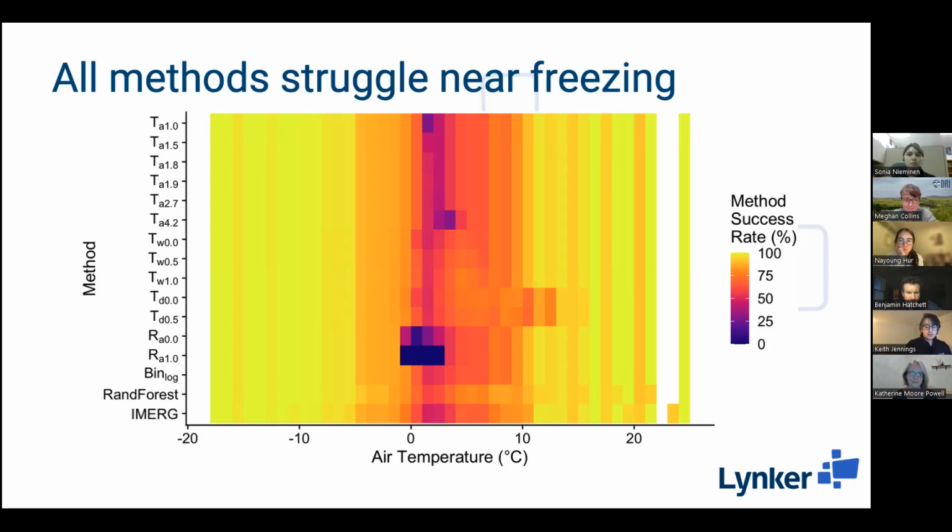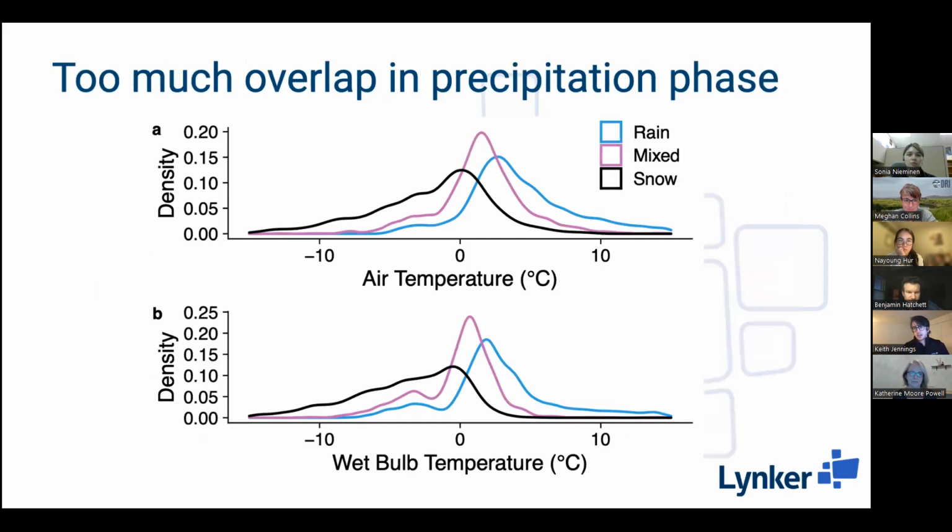And with your help on this project, we've actually come across the reason for that. And these two plots are showing the distribution that you all have provided of rain, snow, and mixed precipitation reports by air temperature on the top plot and wet bulb temperature on the bottom plot. I show both of them because air temperature is the common way of splitting rain and snow, and wet bulb temperature tends to be the most accurate because it incorporates humidity information.